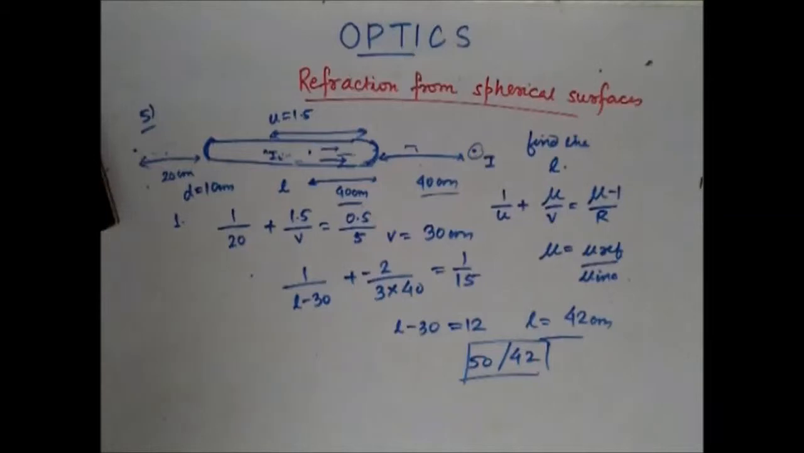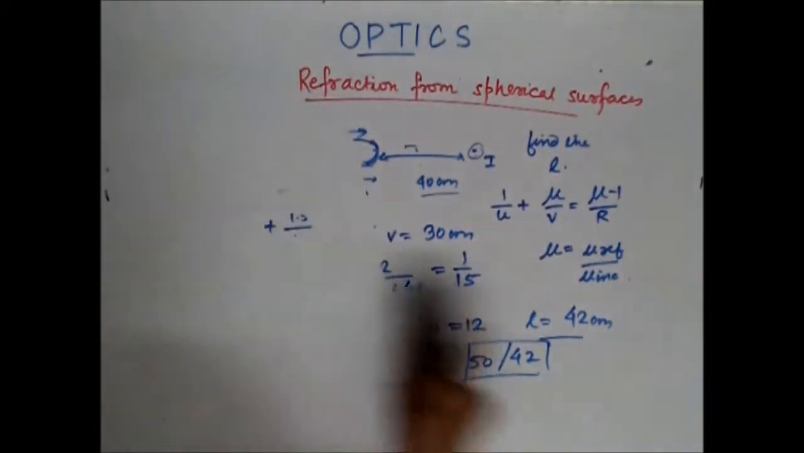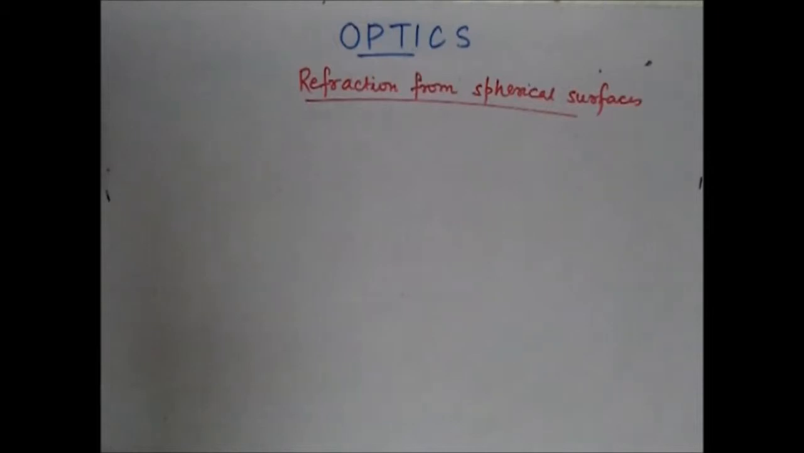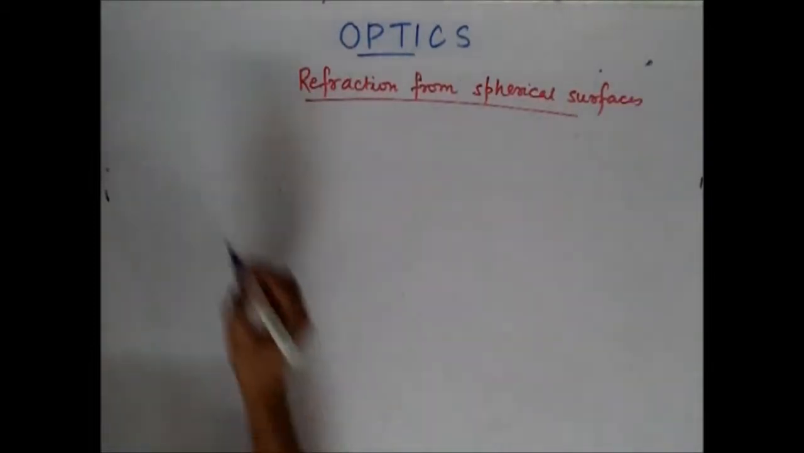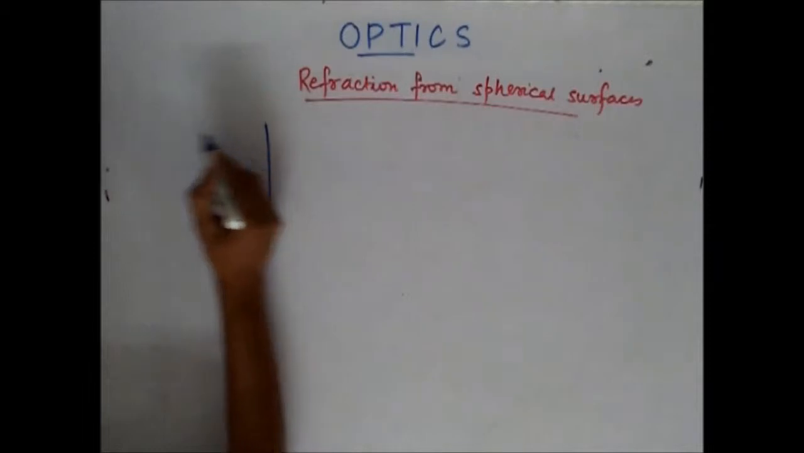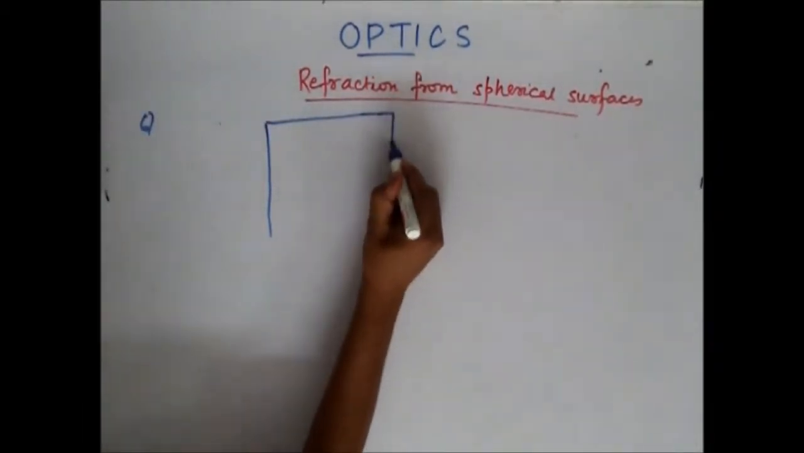Now we move on to the next question, that is the sixth question, before we wind up the topic of spherical surfaces. The next question is as follows. The next question, you have a cubical block like this.